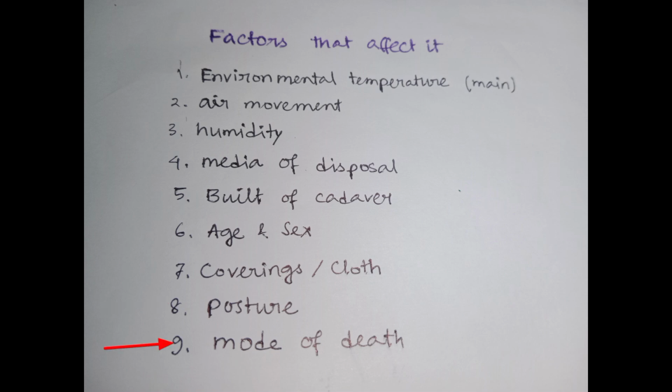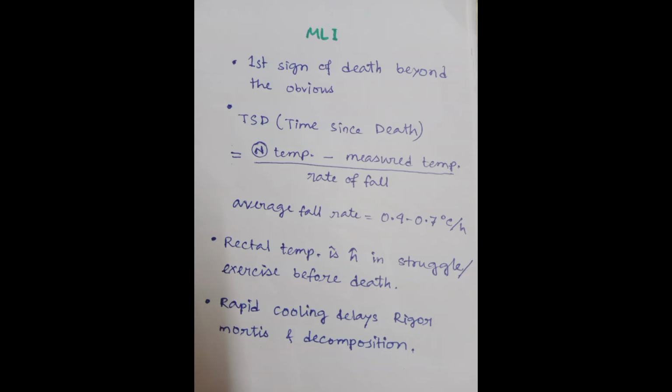Mode of death: in sudden death, it tends to cool slowly. In chronic illness, it cools rapidly. Medico-legal importance: it is the first sign of death beyond the obvious. Time since death can be calculated as normal temperature minus measured temperature by rate of fall. Average rate of fall is 0.4 to 0.7 degrees Celsius per hour.